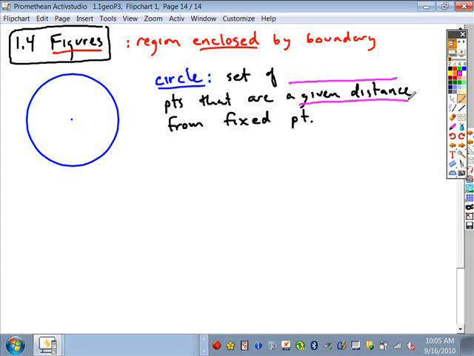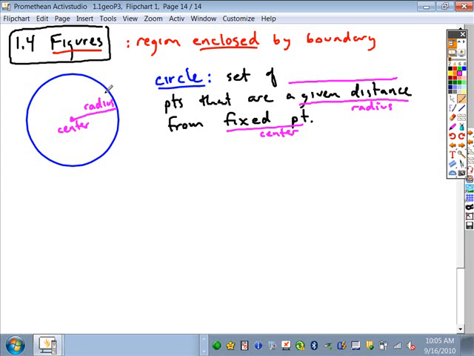Well, what do we call this given distance here? A radius. Radius is just designated with the letter R. And then what is this fixed point called? In a circle, it's called the center. So when we look at our definition, it's really showing the radius and the center.